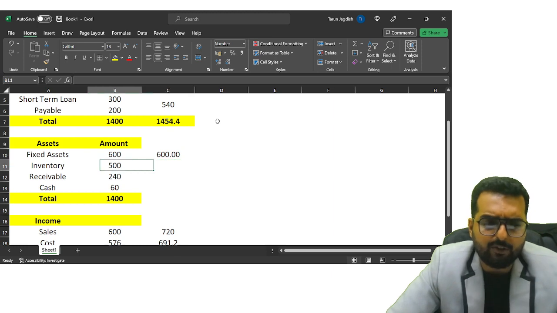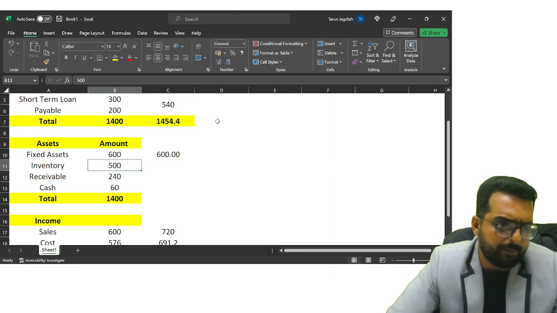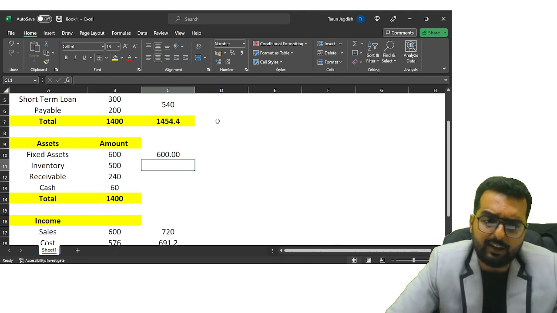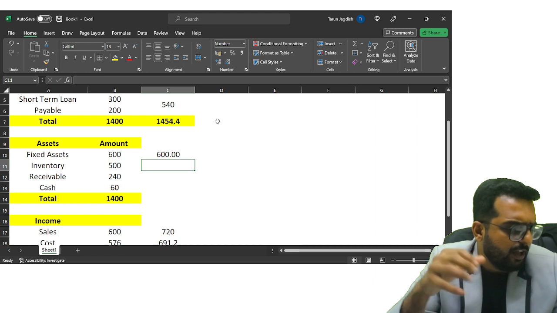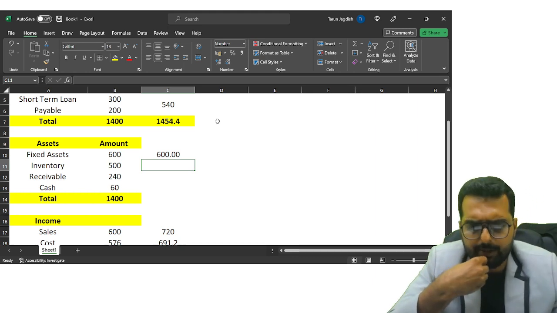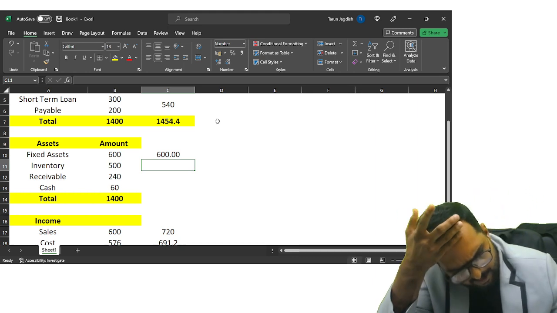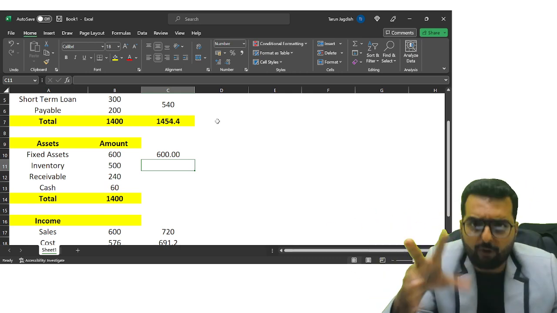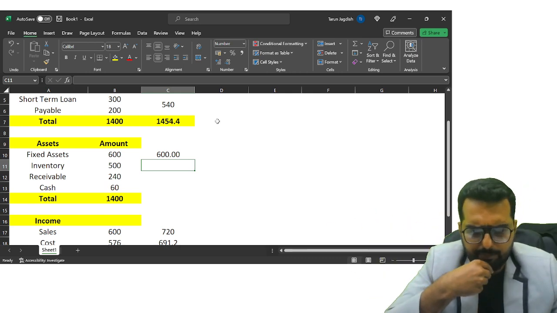Down when you come, inventory, nothing has been mentioned so far. But normally I can assume that if the sales goes up by 20%, ideally inventory also should go up by 20%. But since the question is silent, we can assume it both ways. Everyone tell me, how do you want to assume it? We are just working out, then we'll go back to the MTP. We'll check the solution there and cross compare. That's why I'm doing this exercise here.